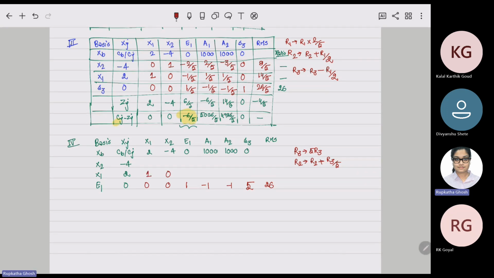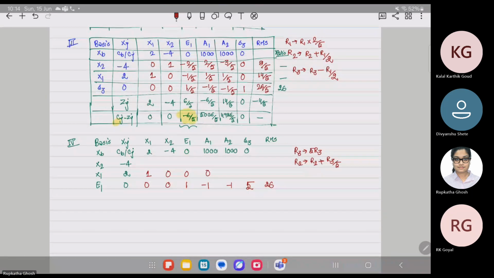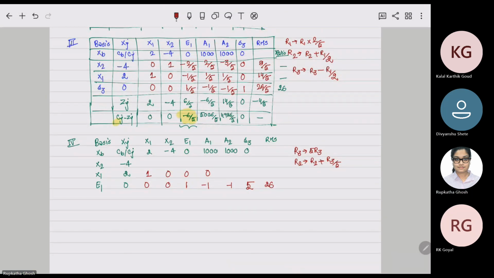This would be 0 minus 1 by 5 plus 1 by 5, 0. 1 by 5 minus 1 by 5, 0. 1 by 5 minus 1 by 5, again 0. 0 plus 5 by 5, 1. 14 by 5 plus 26 by 5, that is 40 by 5, 8. Then you have 0 plus R3 by 5. So again 0, 1 minus 2 by 5 plus 1 by 5.